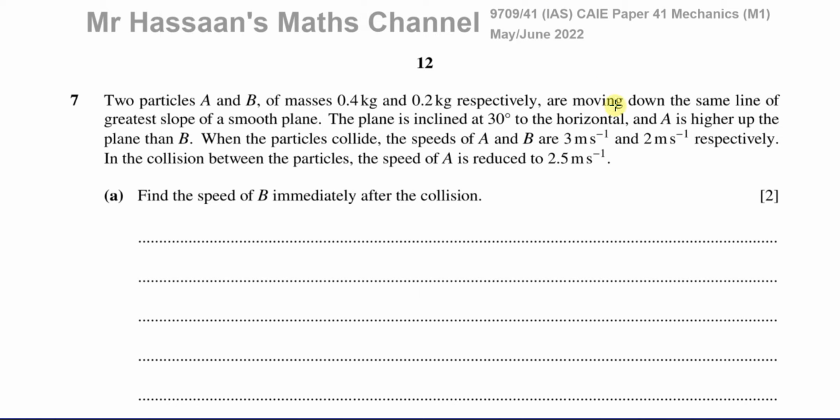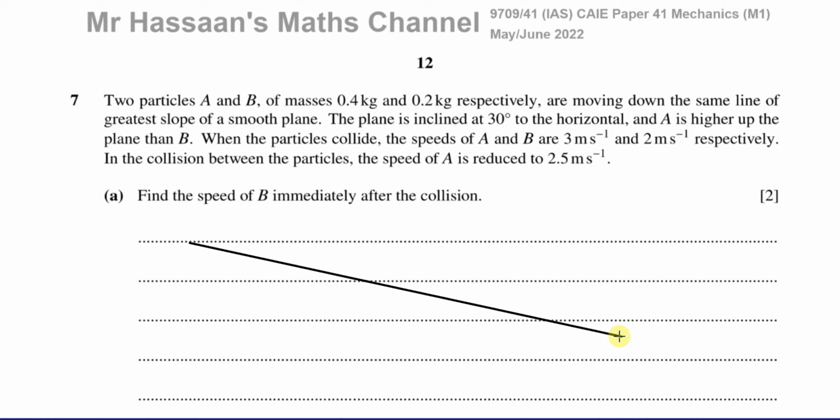This question here is about these particles A and B of masses 0.4 and 0.2 kilograms, which are moving down the same line of greatest slope of a smooth plane. The plane is inclined at 30 degrees to the horizontal, and A is higher up the plane than B. When the particles collide, the speeds of A and B are 3 and 2 meters per second, respectively. In the collision between the particles, the speed of A is reduced to 2.5 meters per second. Find the speed of B immediately after the collision.